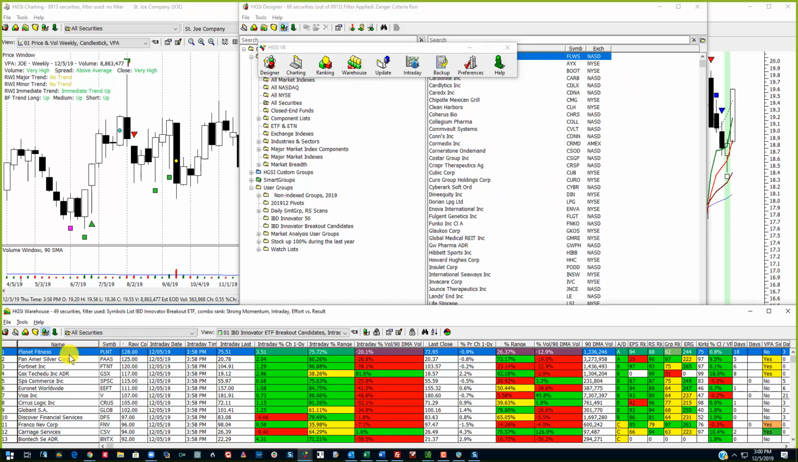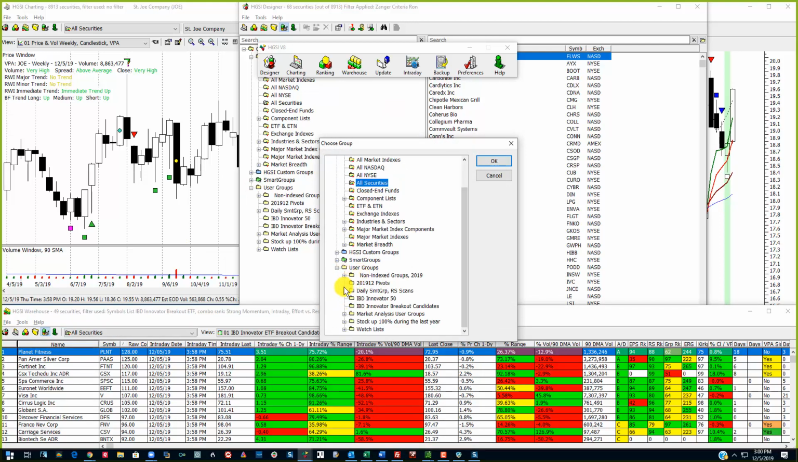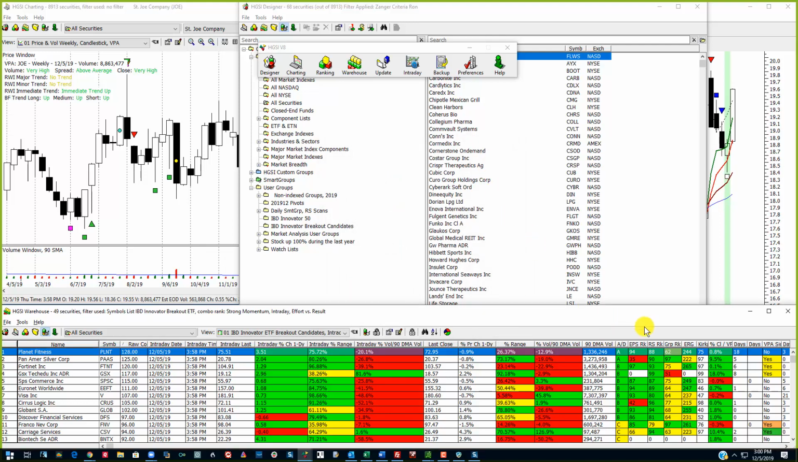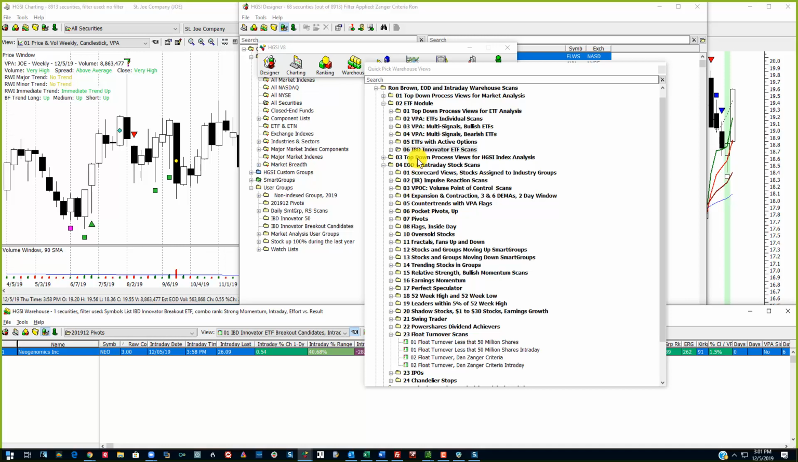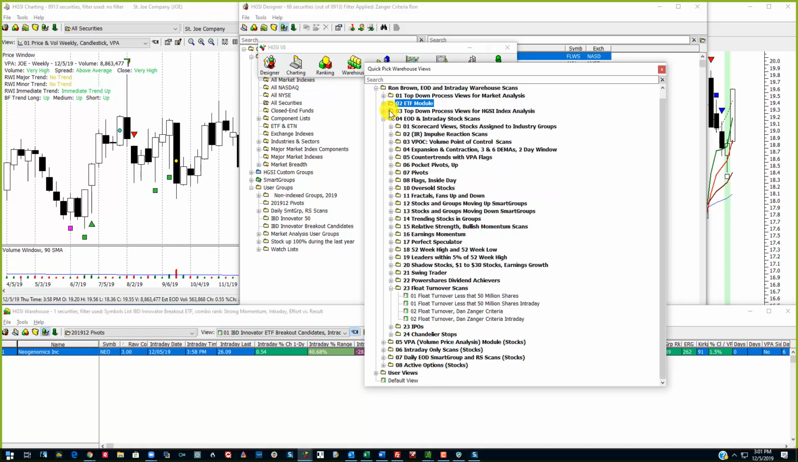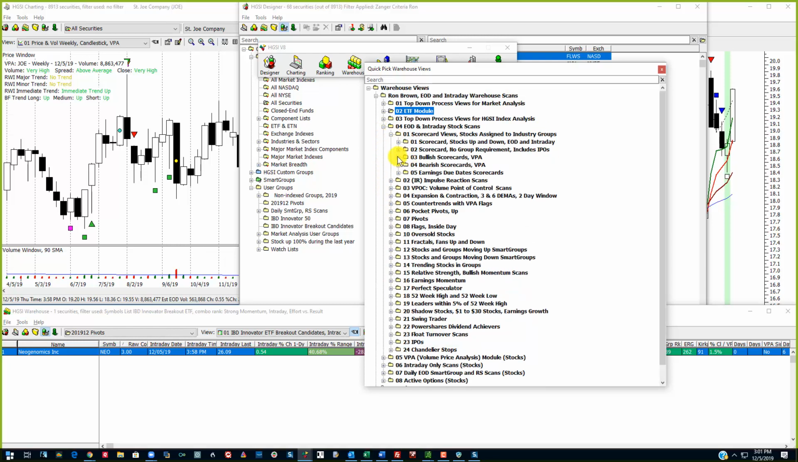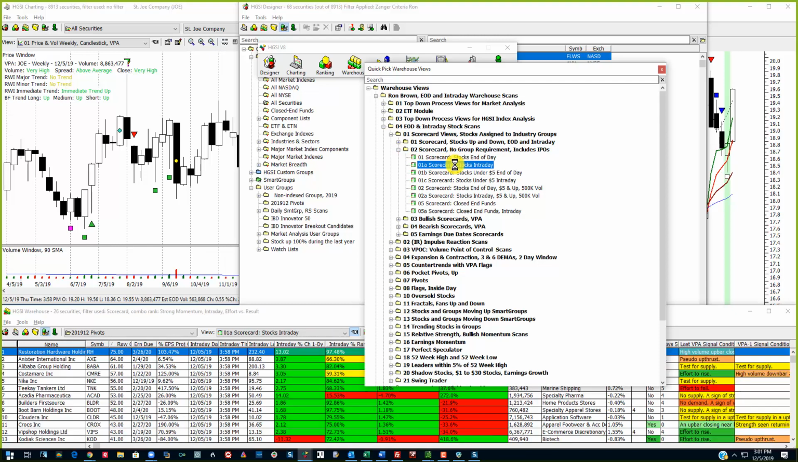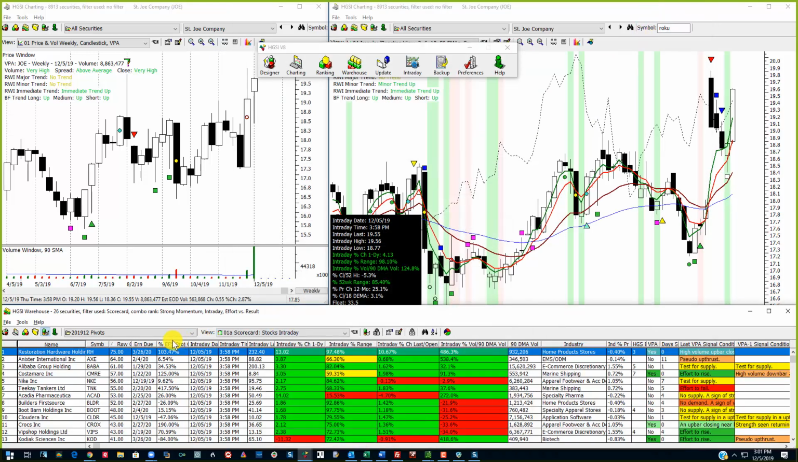Okay, now I'm going to go into a group of stocks. These are pivots, some examples. I want to go through them. And I'm just going to go up to my scorecard view, and we'll look at some of these charts here.